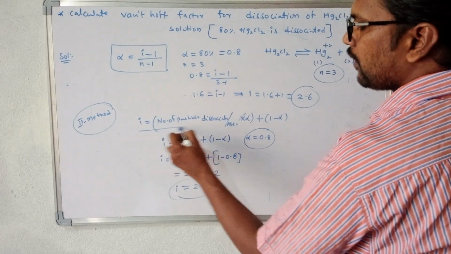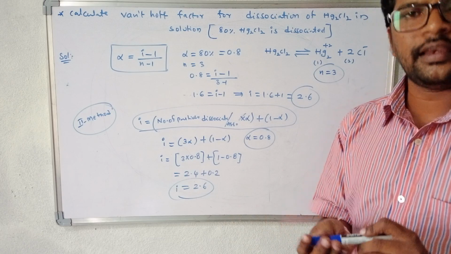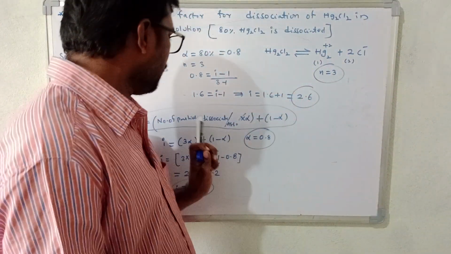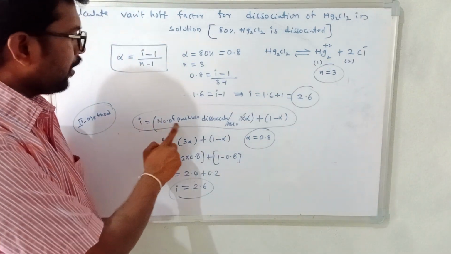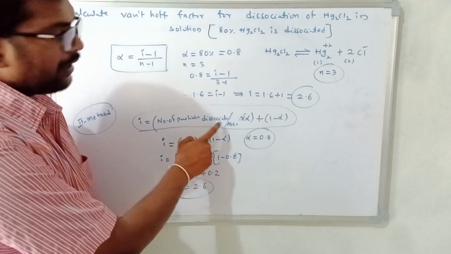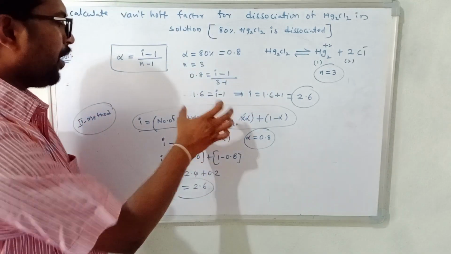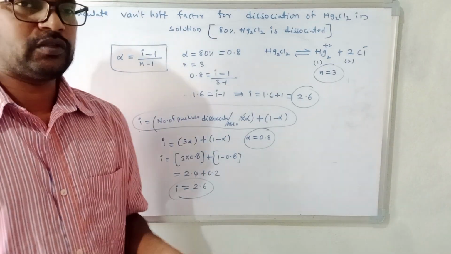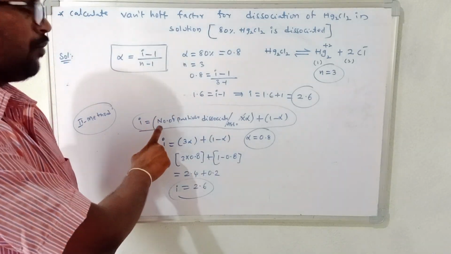So it is a direct formula for finding the van't Hoff factor in dissociation or in association. Directly we applied it, either dissociation or association. We use this formula: van't Hoff factor i is equal to the number of particles dissociated or associated into alpha plus 1 minus alpha. By using this formula we can find the van't Hoff factor in dissociation and association. Problems like these are asked in examinations, so we can remember this formula.